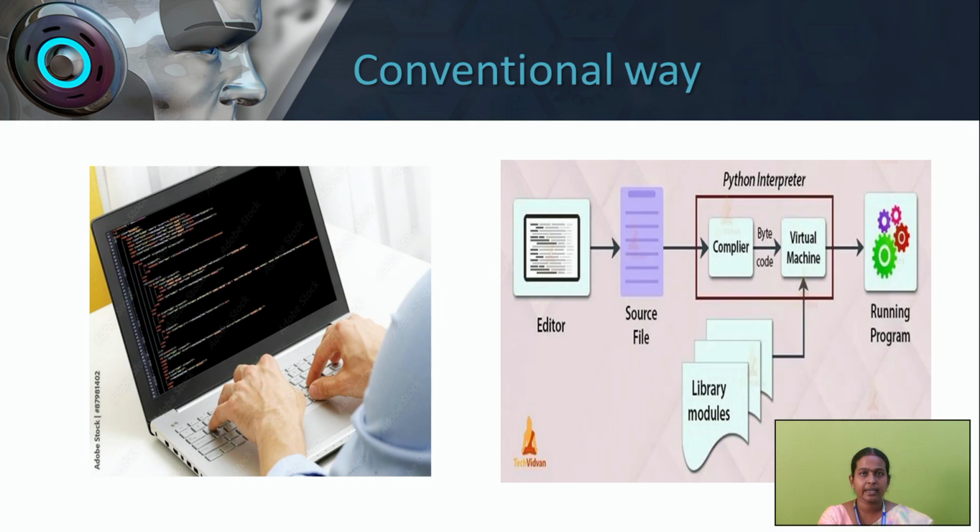So how is it created? Traditionally we used to communicate with the system with the help of machine codes. That is, we would type some amount of code in a particular language, and an interpreter has to convert it into a machine understandable language, and then the information will be provided as output. So this is the traditional way of communication.